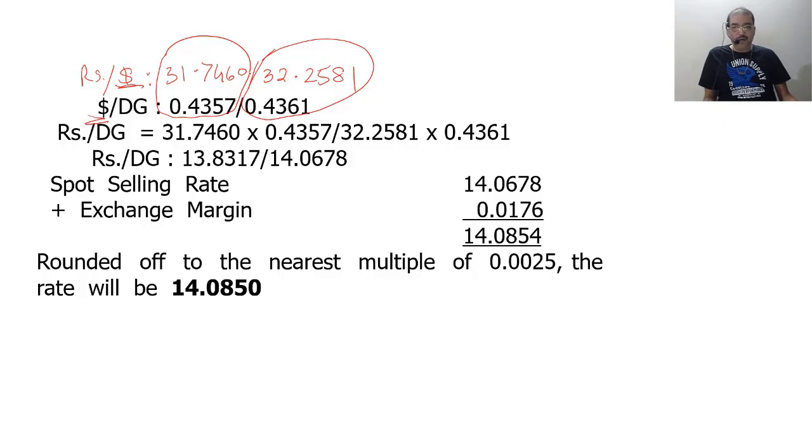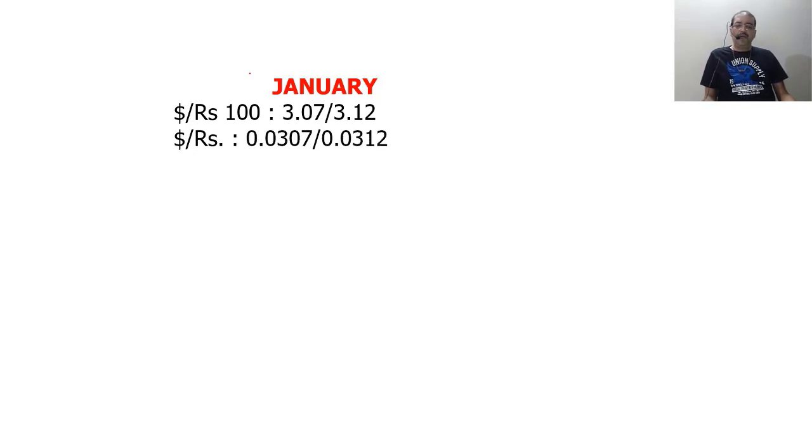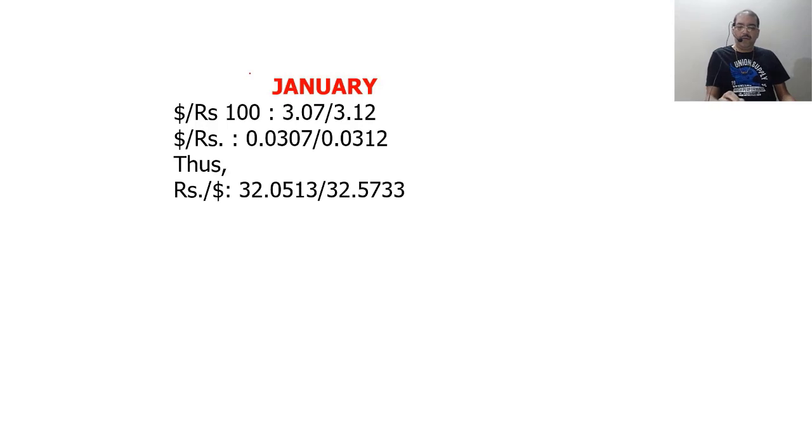Now let us come to month of Jan. I do the same procedure for month of Jan. I start with the original figure, bid to ask rate, dollar to 100 rupees. Then dollar per rupee, divided by 100. Then rupees to dollar: 1 divided by, reciprocal. And 1 divided by this over here.